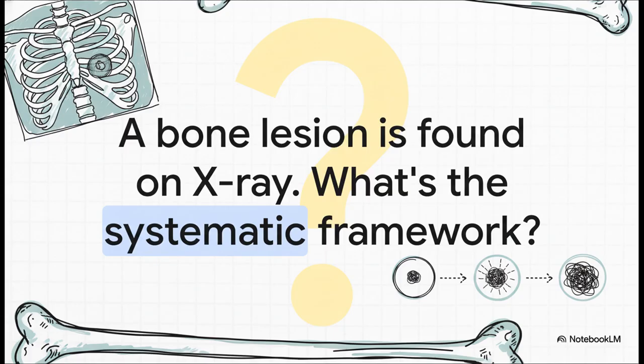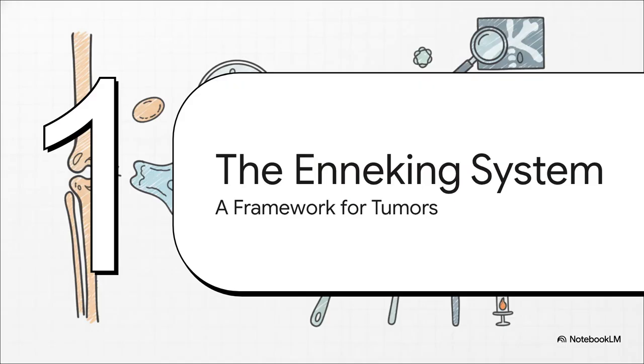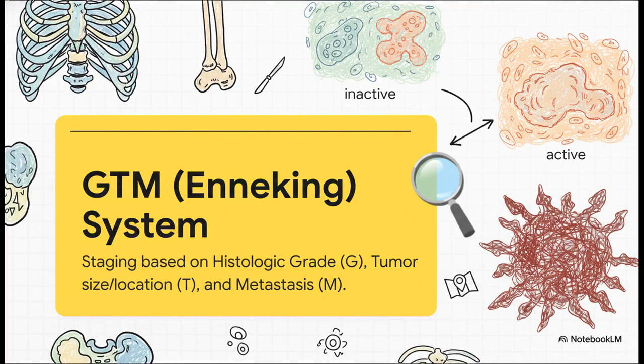So how do we tackle this? What's the game plan? That's exactly what we're going to break down right now. The foundation for all of this, the language that we all speak in orthopedic oncology, is the Enchondroma system. You really have to have a solid grip on this because it's how we stage tumors and ultimately how we plan our treatments. So what is it? Well, the GTM system looks at three key things. G stands for histologic grade, basically how aggressive the cells look under a microscope. T is for the local tumor site or its size, and M is for metastasis, has it spread?